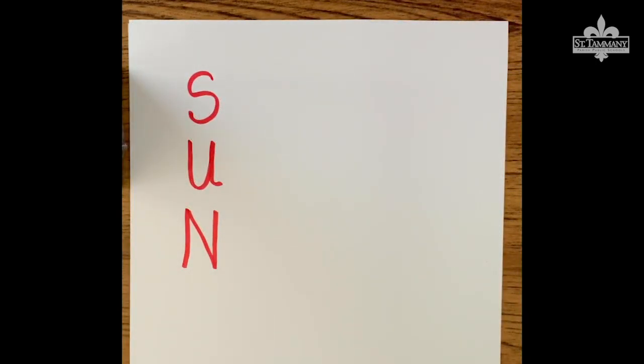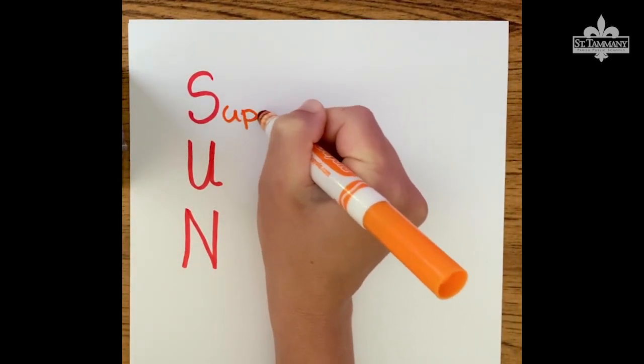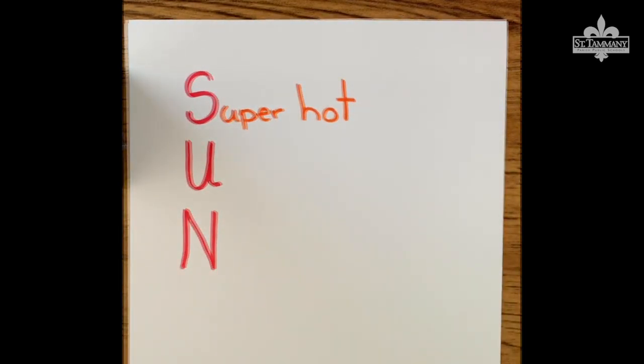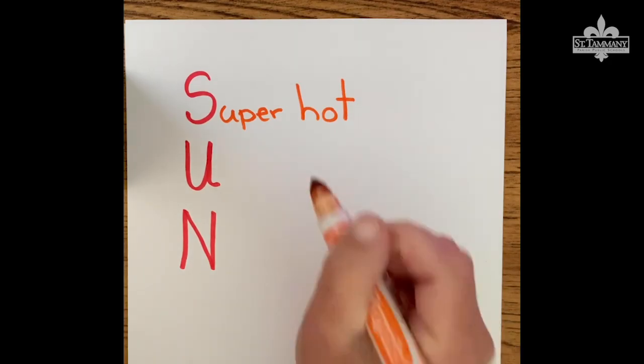I am now going to use the letters in the word sun to describe the sun. How could I describe the sun? Using the letter S. It is super hot. The next letter in the word sun is U. What can I say about the sun that begins with U? Oh yes, it's unbelievably bright.